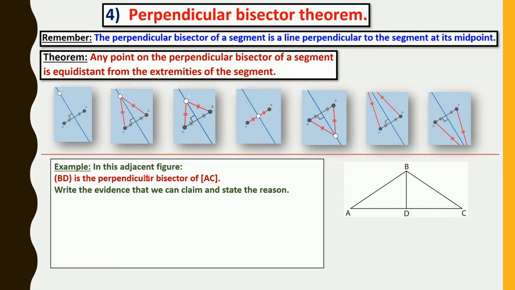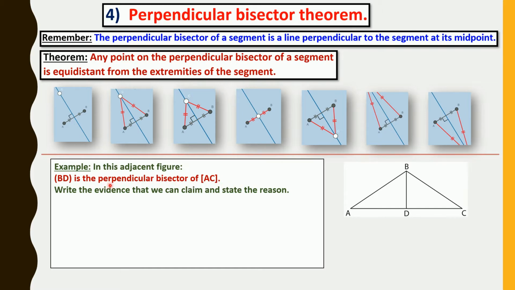Example: in this adjacent figure, BD is the perpendicular bisector of segment AC. When I say BD, the line passing through points B and D is the perpendicular bisector of AC. Write the evidence that we can claim and state the reason. Here we don't have any straightforward evidence.